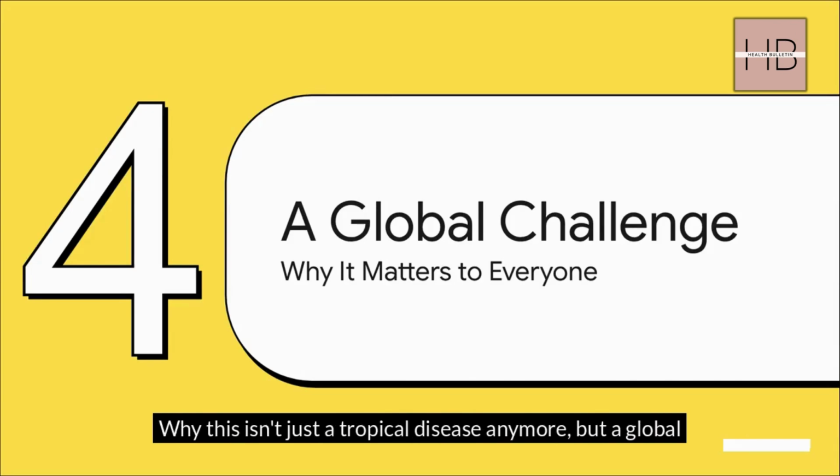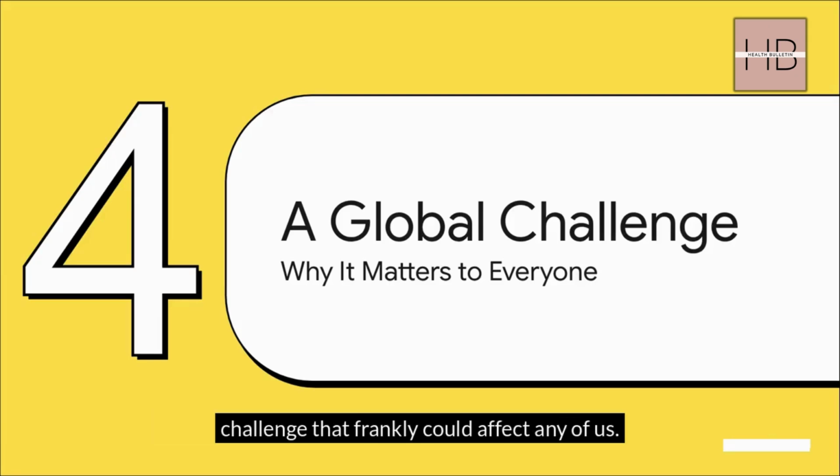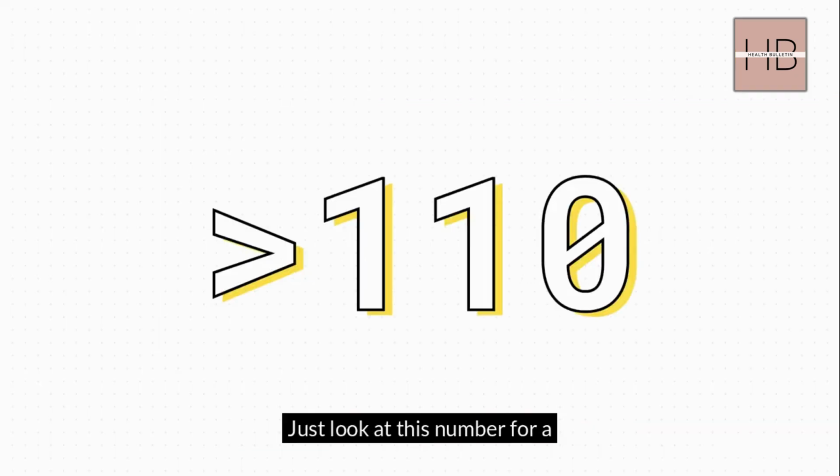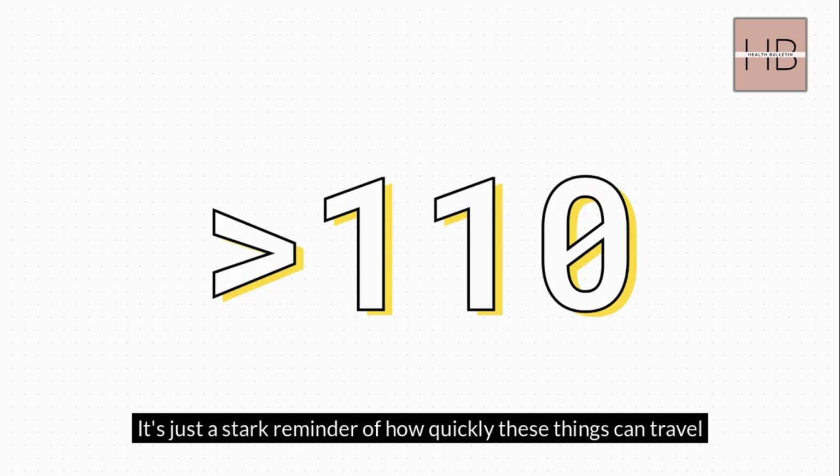And all of this brings us right back to the big picture. Why this isn't just a tropical disease anymore, but a global challenge that, frankly, could affect any of us. Just look at this number for a second. More than 110. That's how many countries have now reported cases of chikungunya. It's just a stark reminder of how quickly these things can travel in our world today.